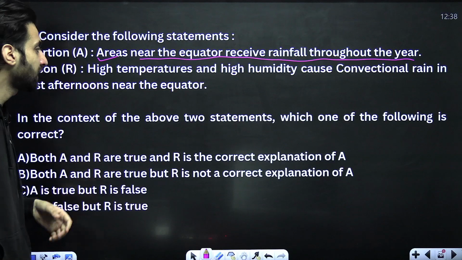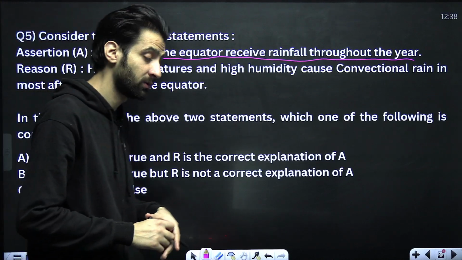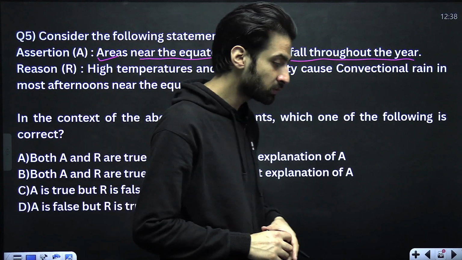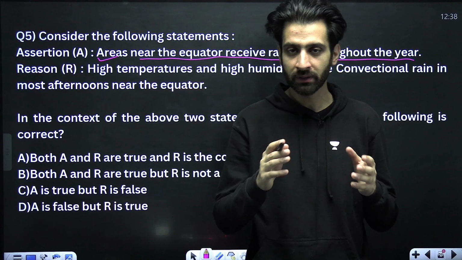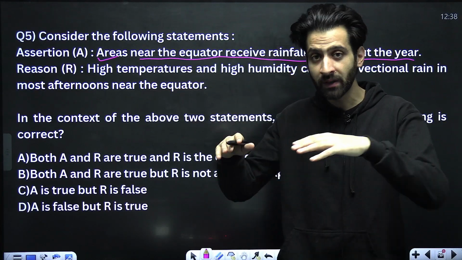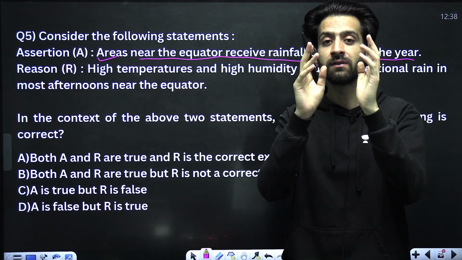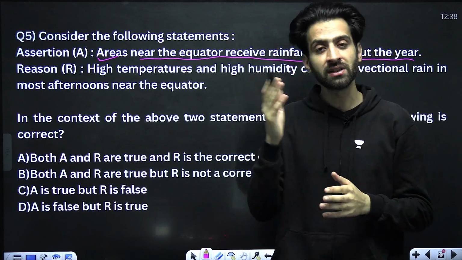Talking of the second statement, high temperatures and high humidity cause convectional rain in the afternoon. What are convectional rains? First of all, you should know what convectional rain is. When the sun heats the place, the air will start to ascend, the air will start to rise. When the air rises, it will form cumulonimbus clouds. That is convectional rain.